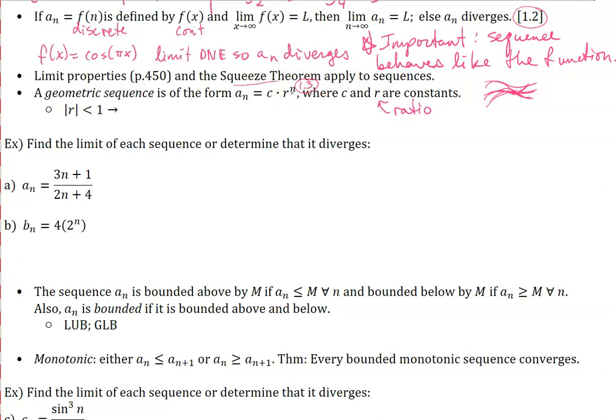And then we also know from Algebra 2 that if the absolute value of r is less than 1, then the sequence will converge. And again, that may be something that you remember from Algebra 2, okay?